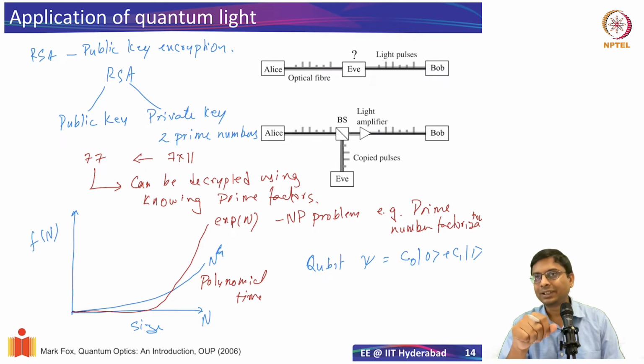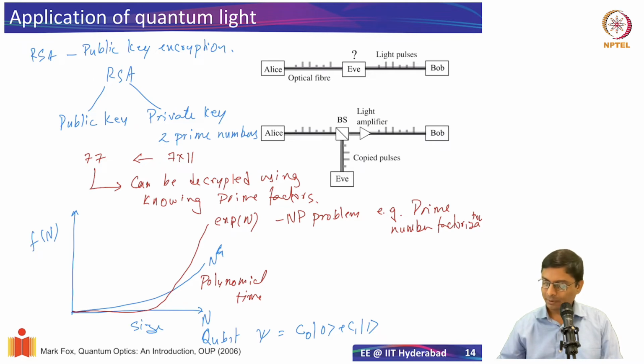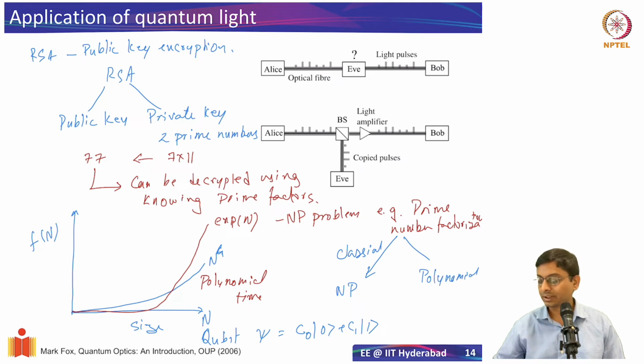So basically, the prime number factorization was an NP problem, right? So basically, the prime number factorization was an NP problem in classical compute. But it's a P problem, a polynomial time problem, in quantum hardware. So he gave an algorithm for factorizing actually.